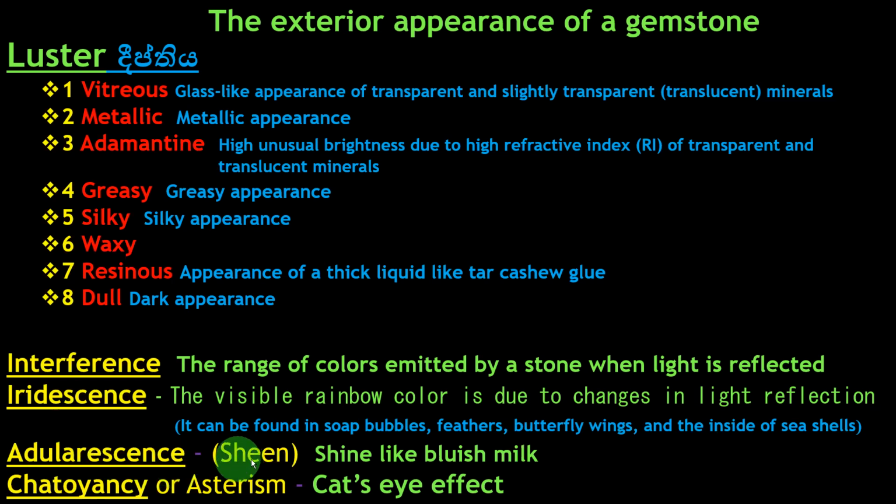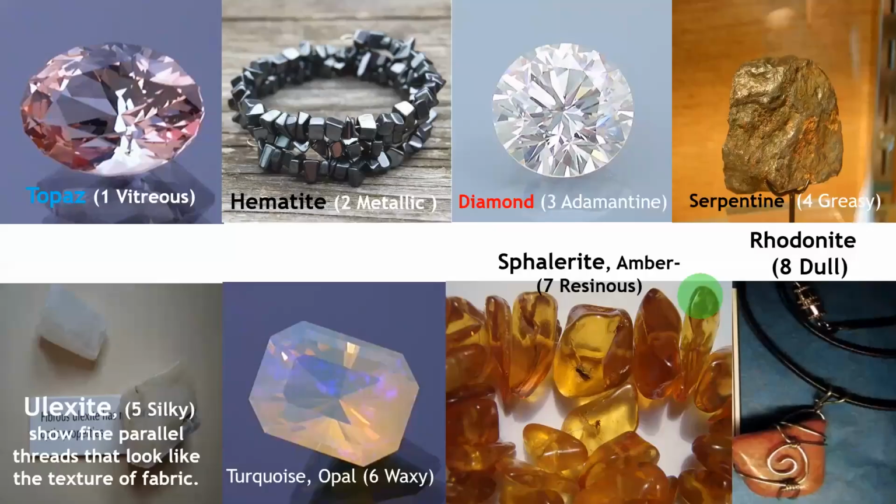Adularescence means sheen. It is shining like bluish milk. That is called sheen. Sheen is popular. The name is adularescence. Chatoyancy or asterism, we learn in the second lesson. Cat's eye effect. These things we need to remember. So you need to write down in your book the exterior appearance of a gemstone. You need to study and remember all.